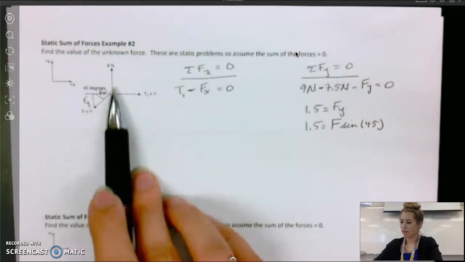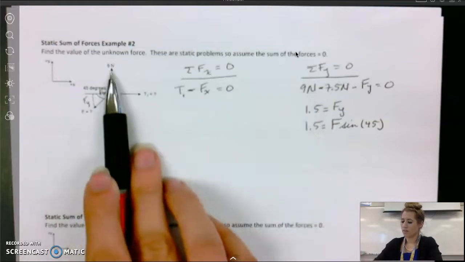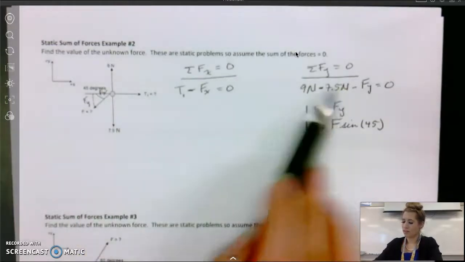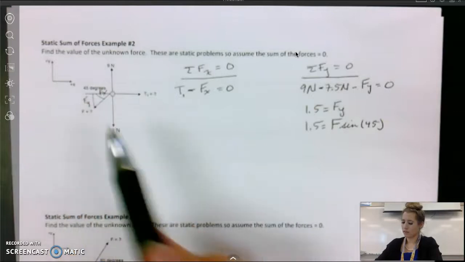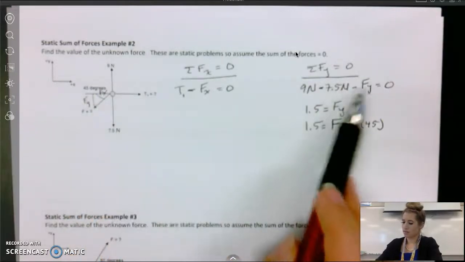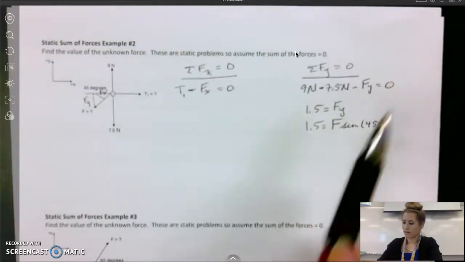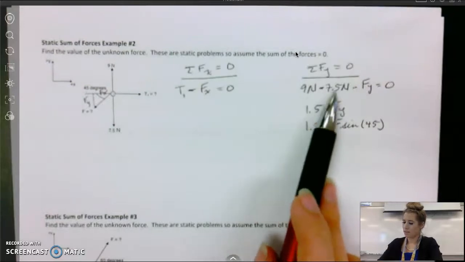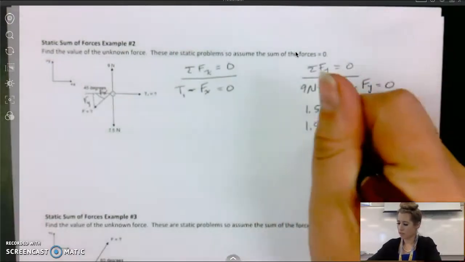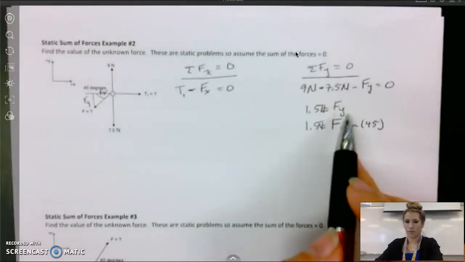We had the normal, or well, I don't know if it's a normal force. We have 9 newtons going up. We had 7.5 going down, and then we had the force in the y direction, and that one was going down, so we have minus that. So I added the force of the y to the other side. I did 9 minus 7.5. I should put my units on there. These are newtons. And that's going to be force in the y.